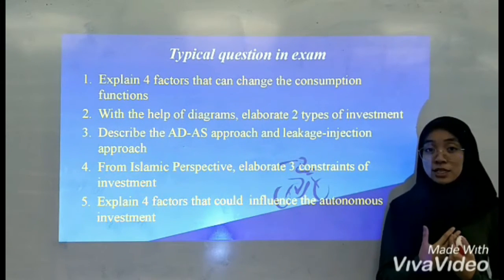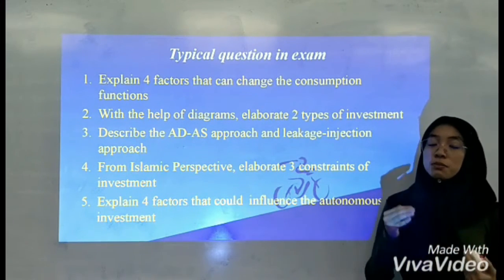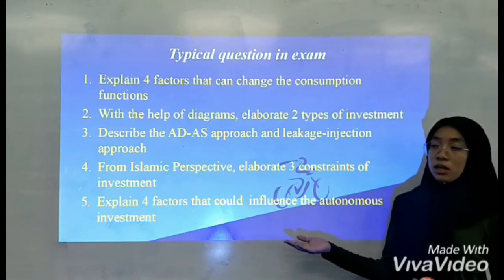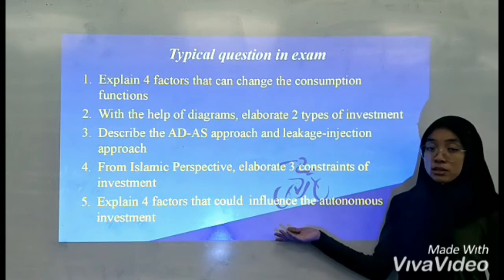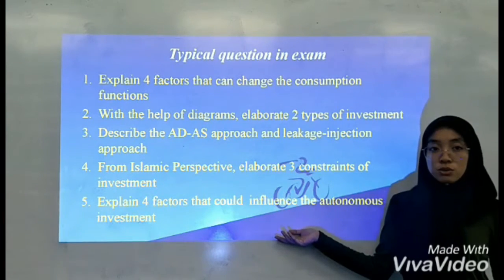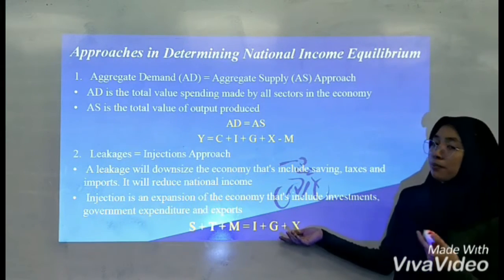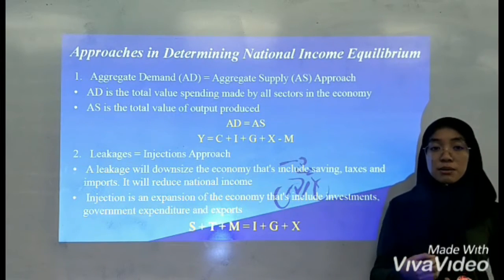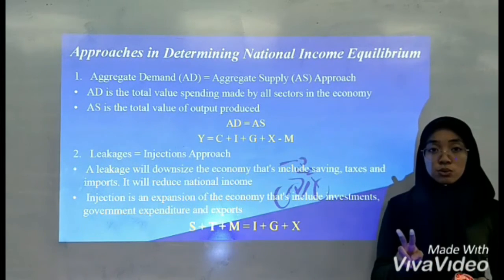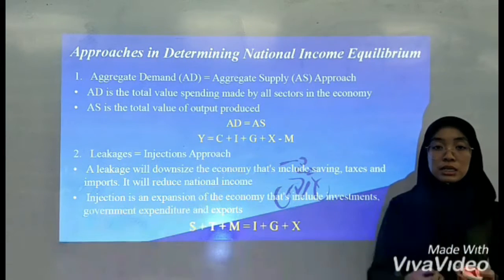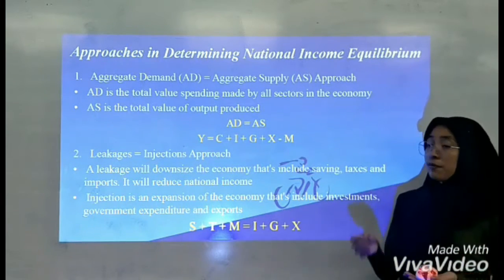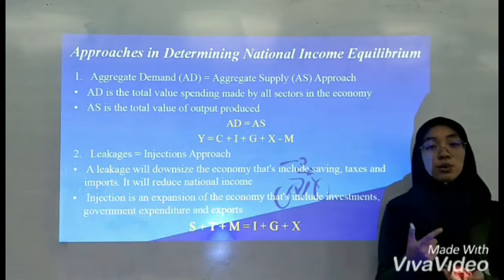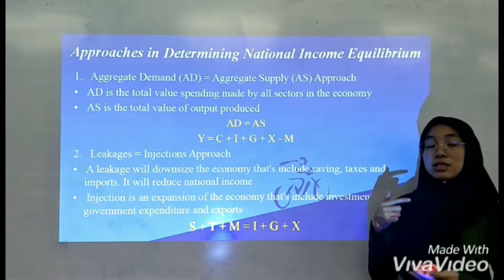Before I start my presentation, I will show you guys typical questions that are always asked in the exam. So these are 5 questions, so you guys can read through this slide. For my topic, I will explain the approaches in determining the national income equilibrium. There are 2 approaches in determining the national income equilibrium. First is the aggregate demand equal to aggregate supply approach, and the second one is the leakage equal to injection approach.